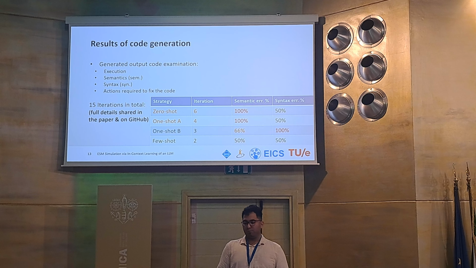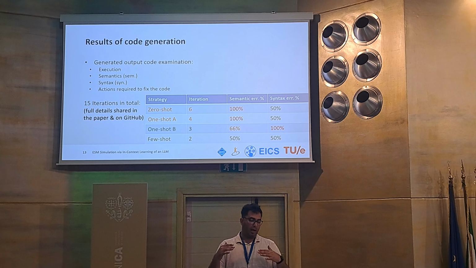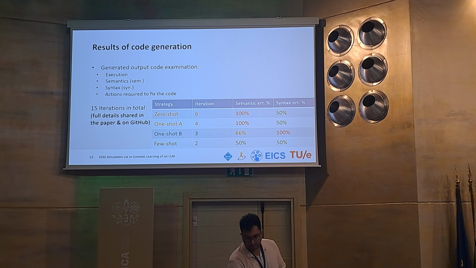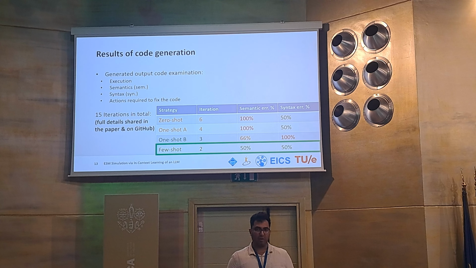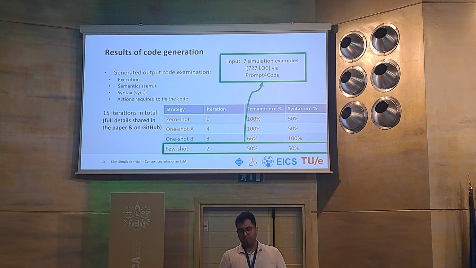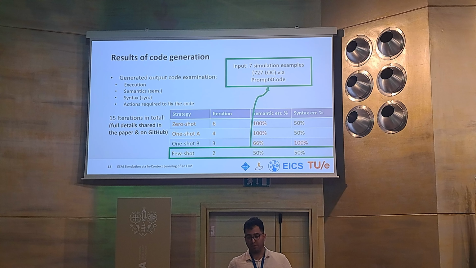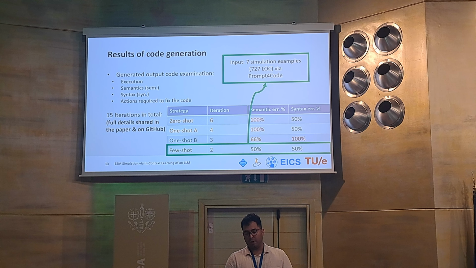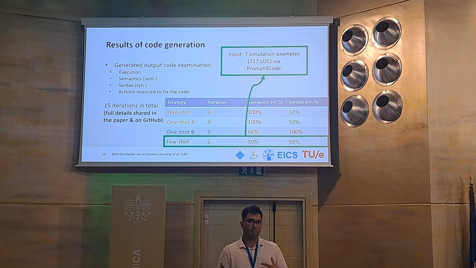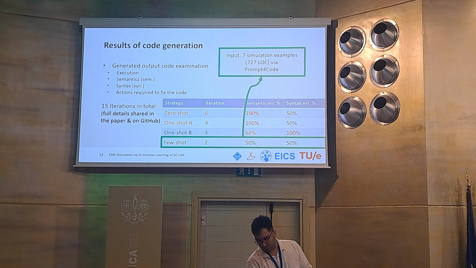And then the summary of results looks like this: the more structured the examples we provided to the model, the better the quality of the code got. But it never got 100% correct. And in our research, our input was 7 simulation examples in the ESM domain with around 700 lines of code. And that was passed and parsed through the tool that we made, prompt for code.